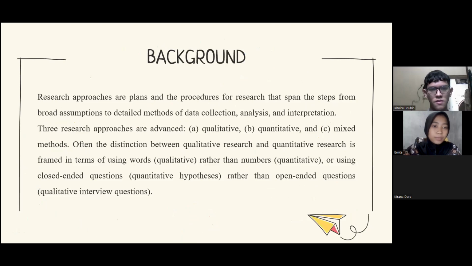Background. Research approaches are plans and the procedures for research that span the steps from broad assumptions to detailed methods of data collection, analysis, and interpretation. Three research approaches are advanced: qualitative, quantitative, and mixed methods. Often the distinction between qualitative research and quantitative research is framed in terms of using words (qualitative) rather than numbers (quantitative), or using closed-ended questions (quantitative hypothesis) rather than open-ended questions (qualitative interview questions).